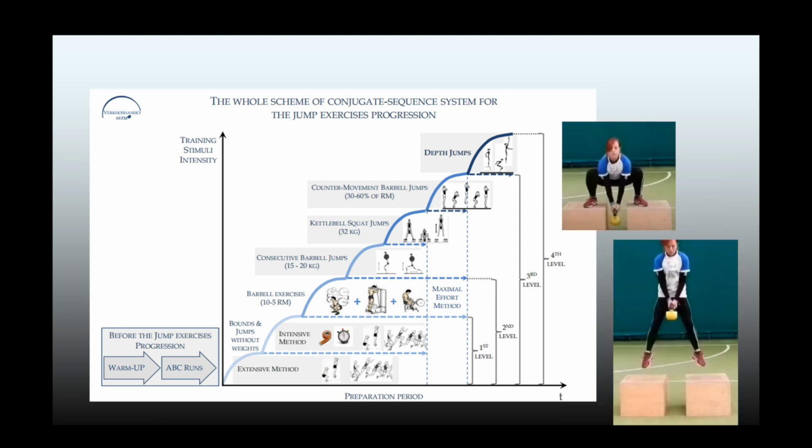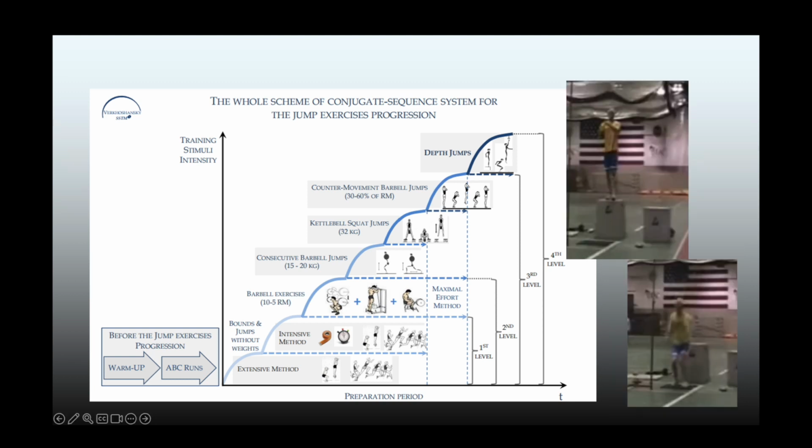Then they went into a kettlebell squat jump, so getting a little bit lower, a little bit more weight. And then they went into counter movement barbell jumps. And then the last thing, the most intense training stimulus they had, is high depth jumps. And that's kind of what he was thinking of when he was doing the shock method type workouts.